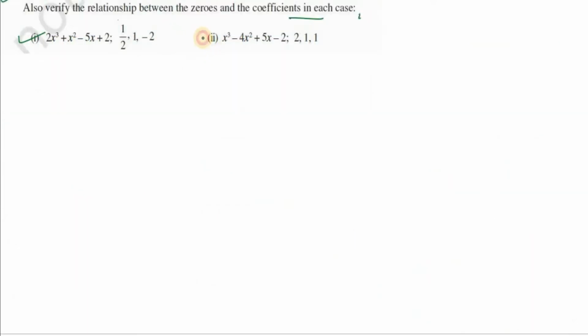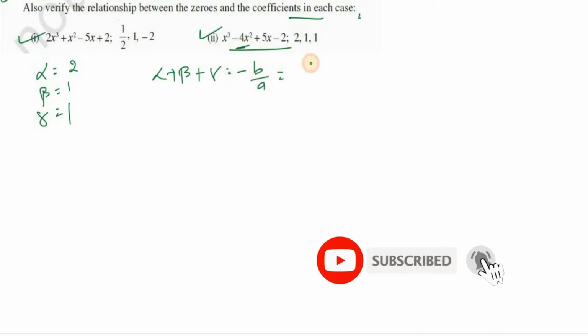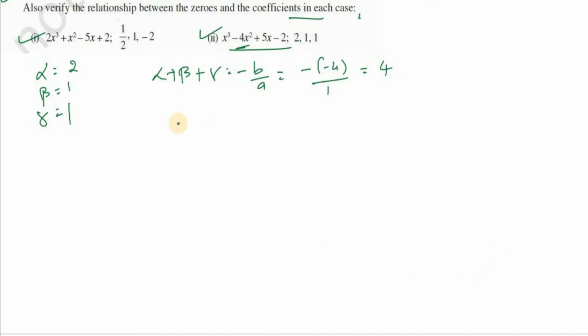So now we will go for the second question. Here alpha is given as 2, beta is equal to 1, gamma is equal to 1. And in this, as per the coefficients, alpha plus beta plus gamma is equal to minus b by a. Minus b means minus of minus 4, a means 1, so this is equal to 4. And alpha beta plus beta gamma plus gamma alpha is equal to c by a. C is 5, divided by 1, which is equal to 5.